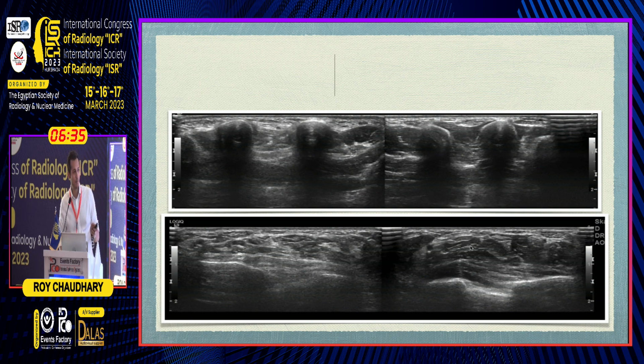While here, if you look at the pronator quadratus on the normal side, normal bulk, normal echotexture. When you come to the affected side, it's echogenic and it's atrophied. So again, we have a median nerve problem because of pronator quadratus, and we have the dorsal interossei, which is an ulnar nerve problem. So it's a mixed nerve problem.